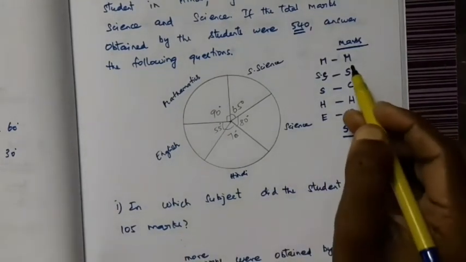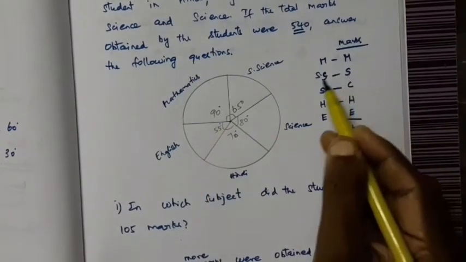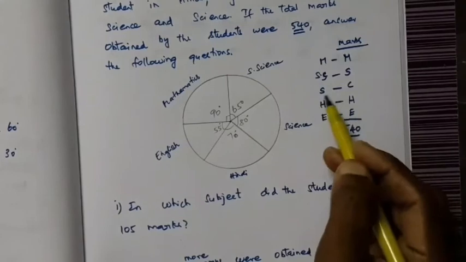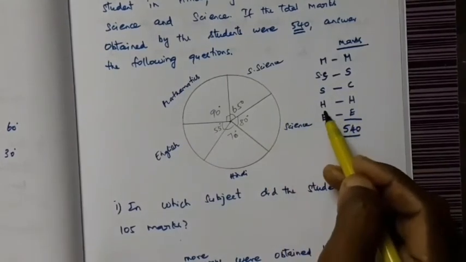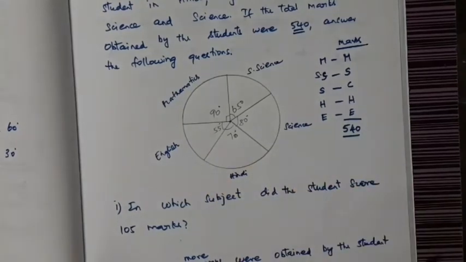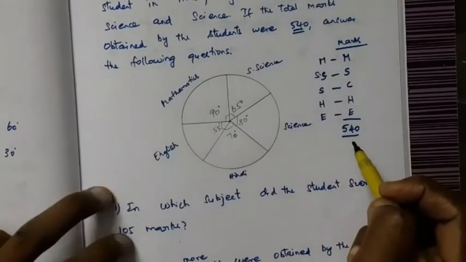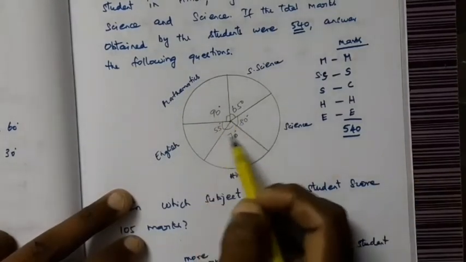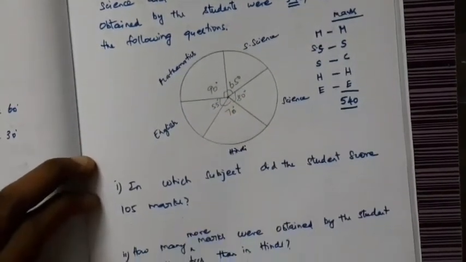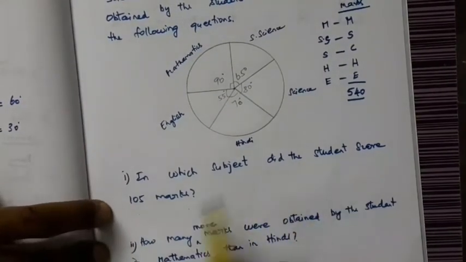For maths the angle is 90 degrees. For social science it is 65. For science it is 80. For Hindi 70 and for English 55. If you add all the marks together, you will get 540. So they have given the angles here. Now we have to find in which subject the student scored 105 marks.